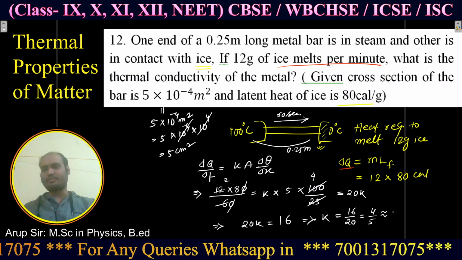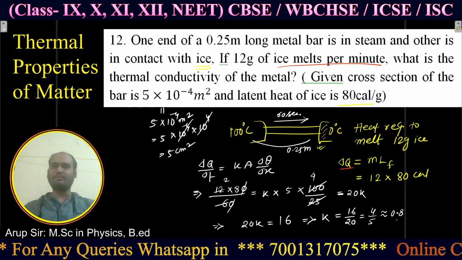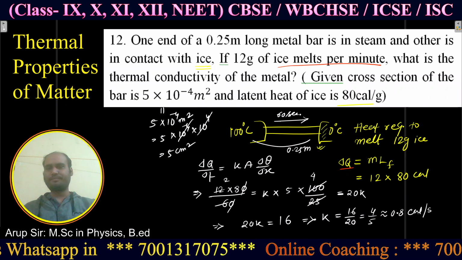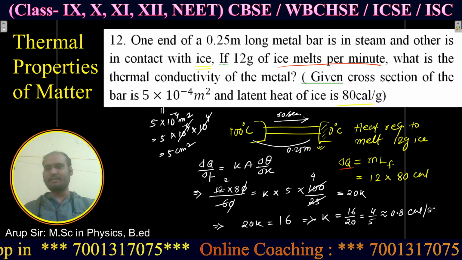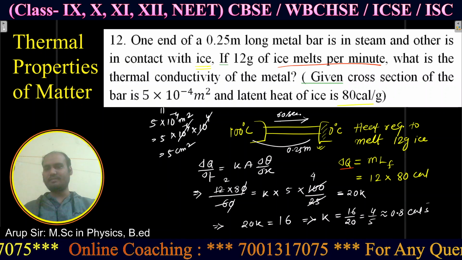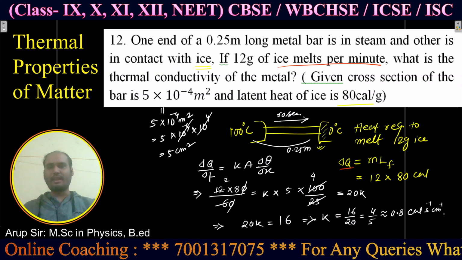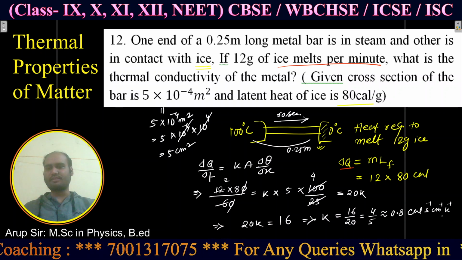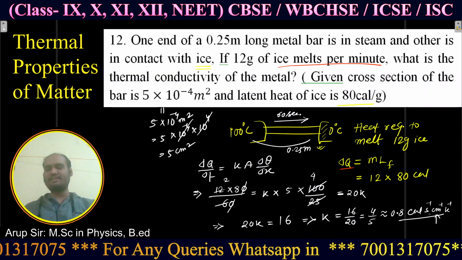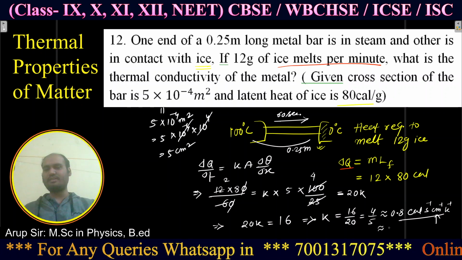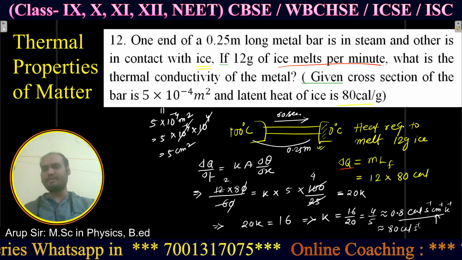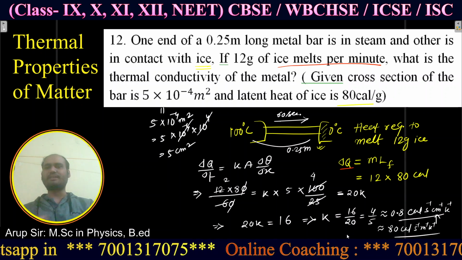4 by 5 means approximately 0.8. And what will be its unit? Calorie per second per centimeter per Kelvin, that is calorie second inverse centimeter inverse Kelvin inverse. This is the answer. Now if you want to convert this centimeter into meter, just multiply it by 100, so you'll get 80 calorie per second inverse meter inverse Kelvin inverse. This will be the correct answer.